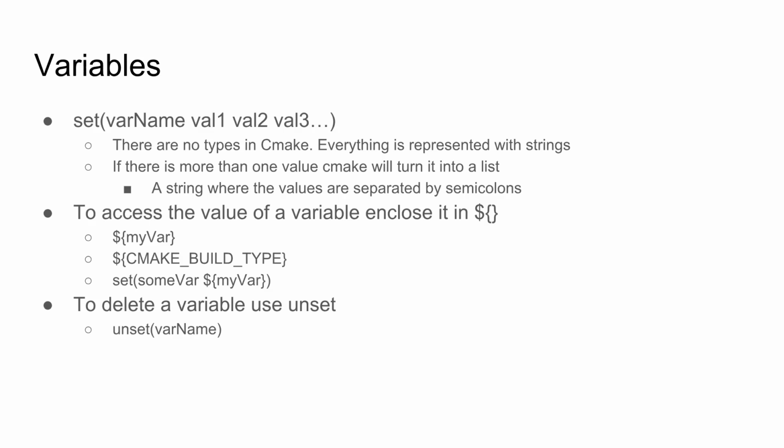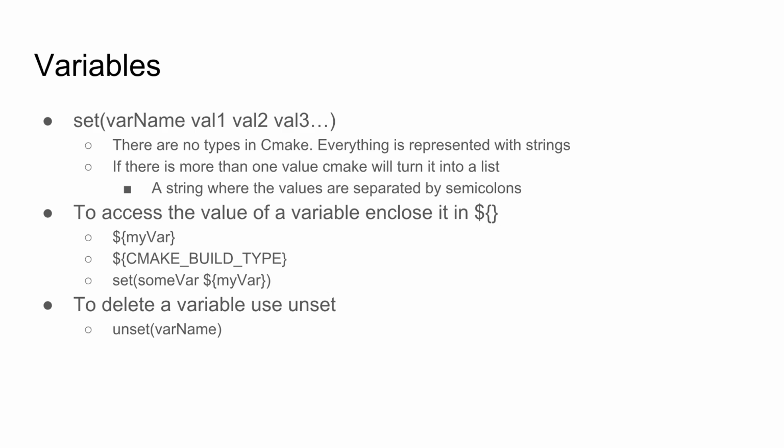So if you want to create your own variables, it's set, variable name, then you can list multiple values: value 1, value 2, value 3. There aren't any types in CMake. It does strings for everything. And if you do value 1, value 2, value 3, it's actually going to turn it into a list. And lists in CMake are just strings that are separated by semicolons. So it keeps things as simple as it possibly can.